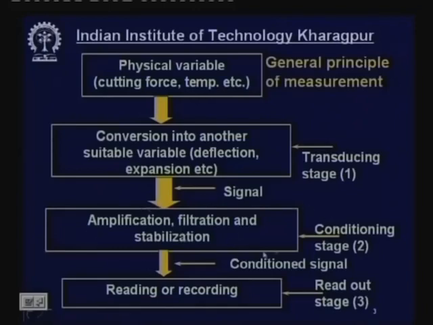This stage is called the conditioning stage, number 2, and the purposes are amplification of the signal to enlarge it so that it can be measured accurately, filtration from the noise if any, and stabilization if there be any instability in the signal. After that, we get the conditioned signal which can be easily detected, measured and quantified. How can this be done? Suppose this conditioned signal is a voltage.